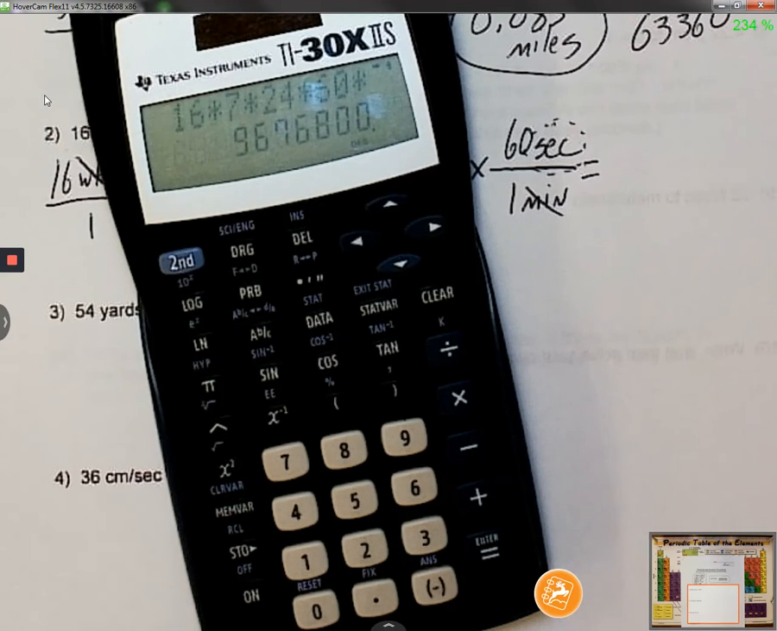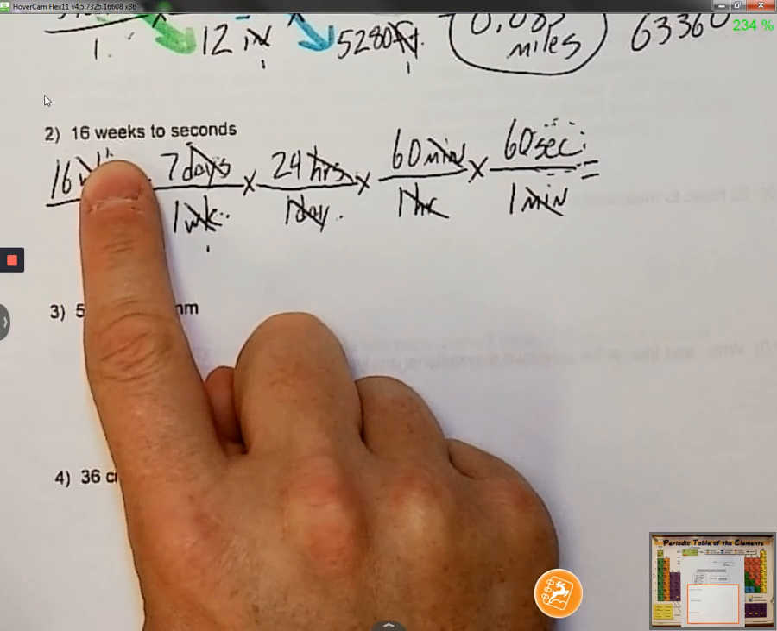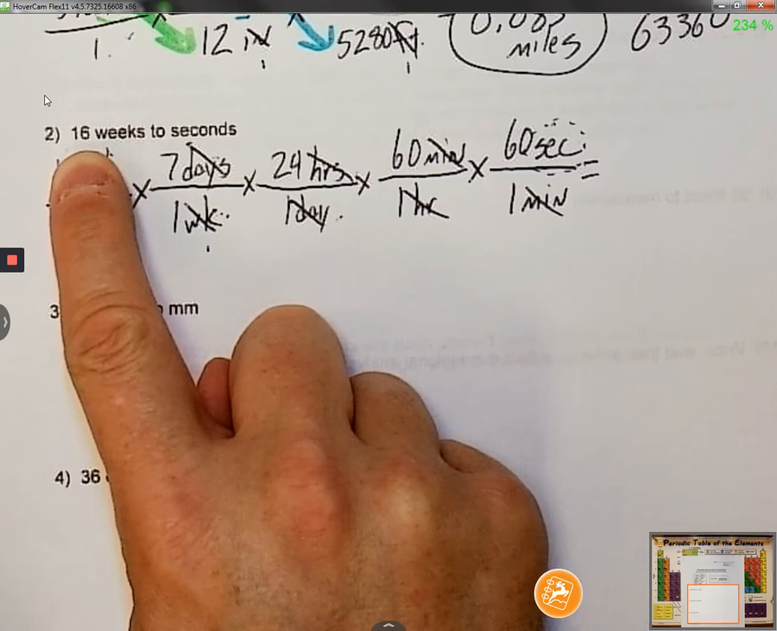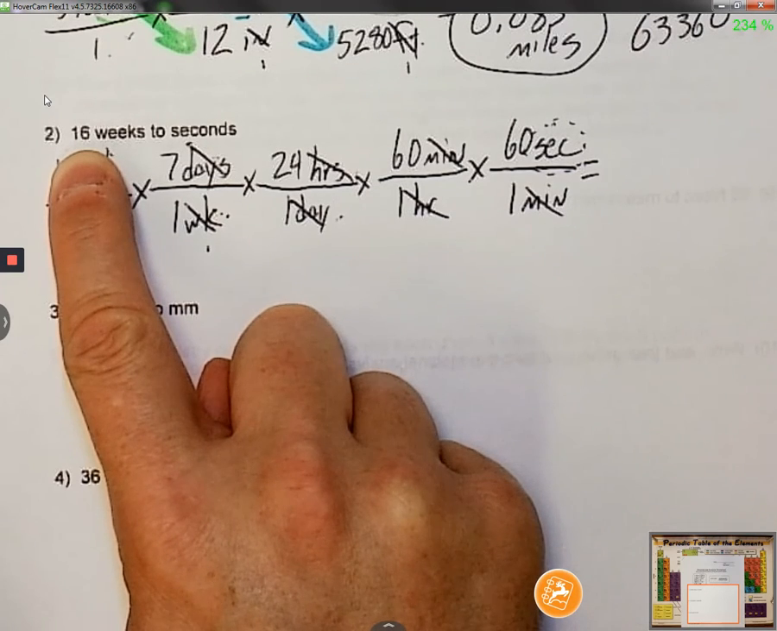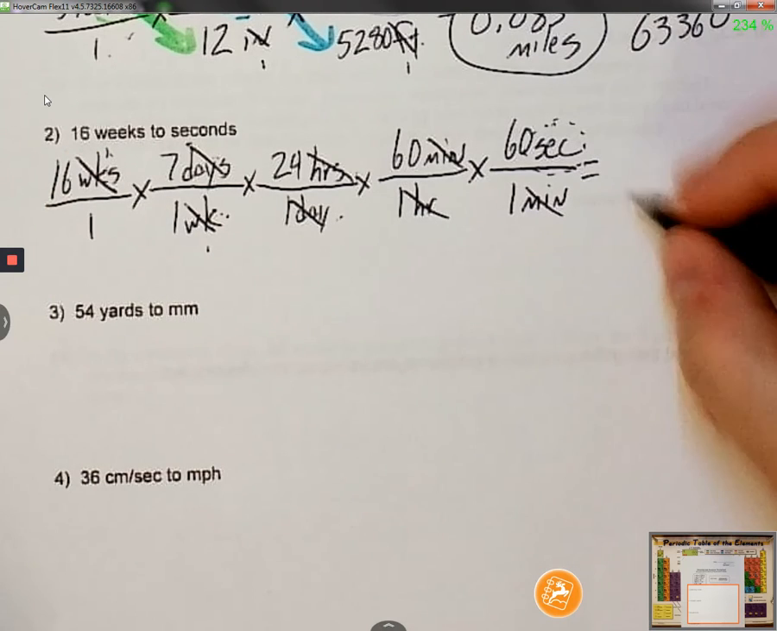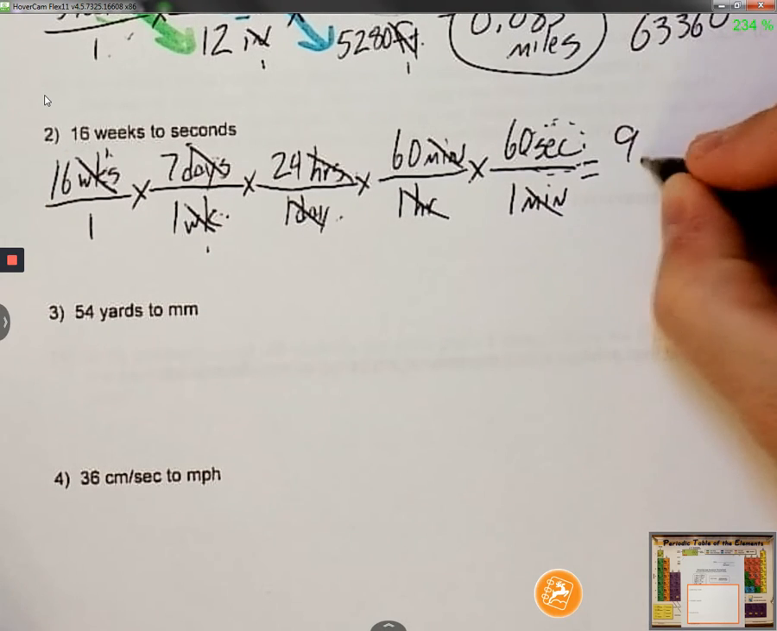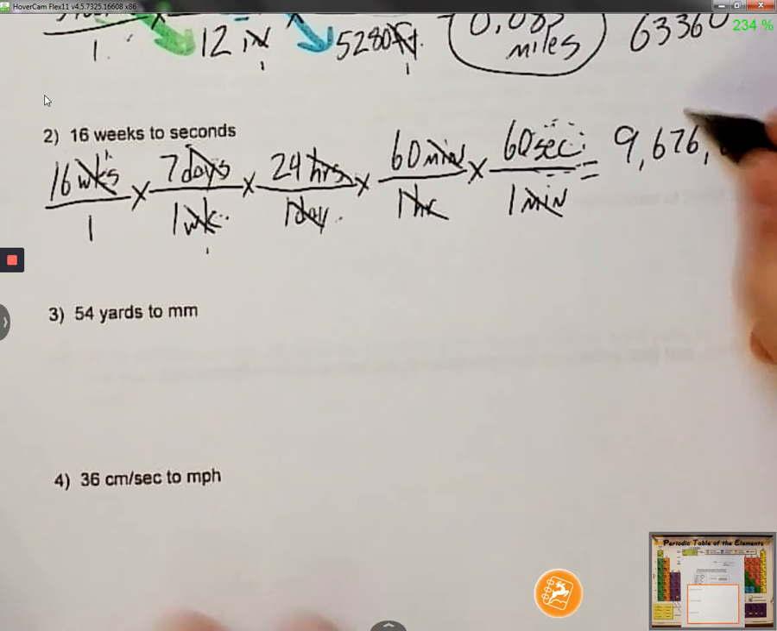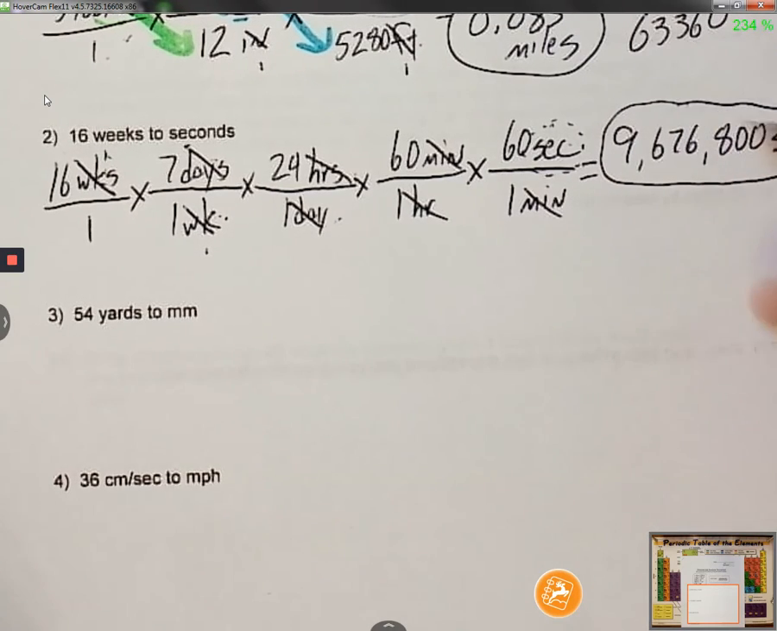Now, if we were worried about sig figs here, then I would say, hey, 16 weeks would be my measured number. That's what I'm starting with. But I'm going to assume if we're talking weeks, this is probably a counted number, so I'm not even going to worry about it being significant. I'm just going to assume the whole thing's significant, which means I've got to report the whole thing. So the whole thing is 9,676,800. My unit is seconds, and I'm done. If I wanted to put this in scientific notation, which was another thing we talked about last week, how would I do that?